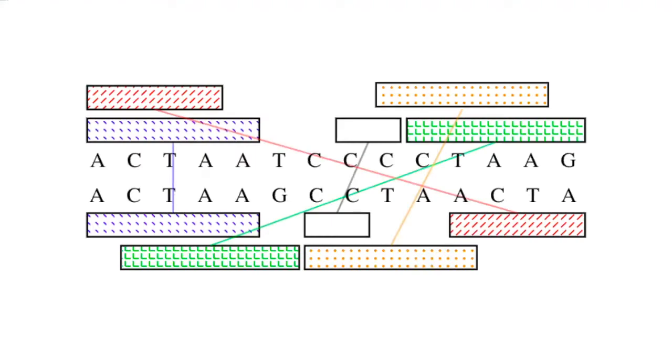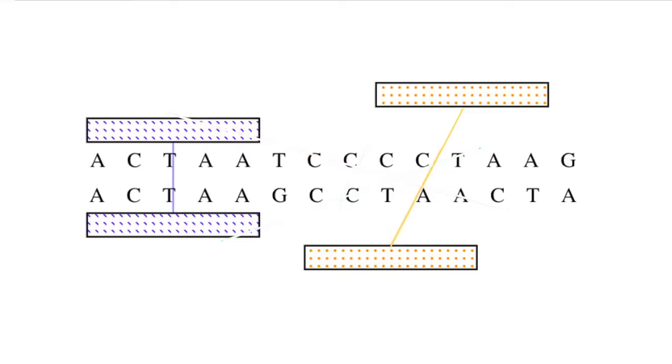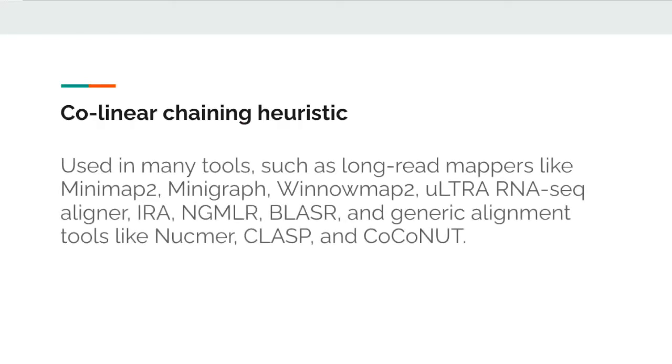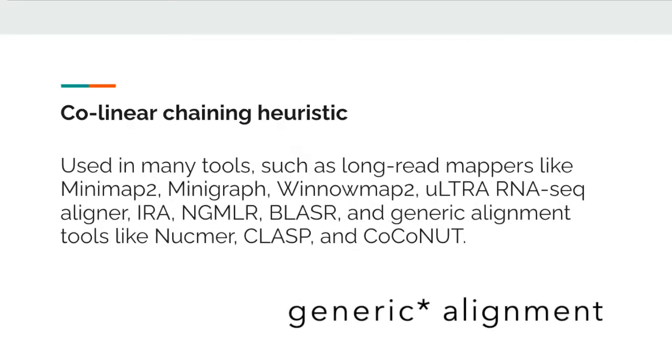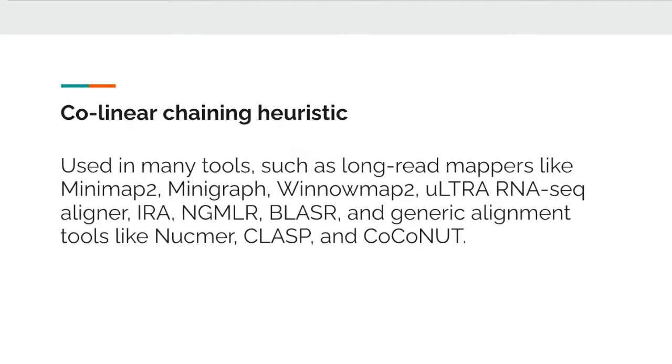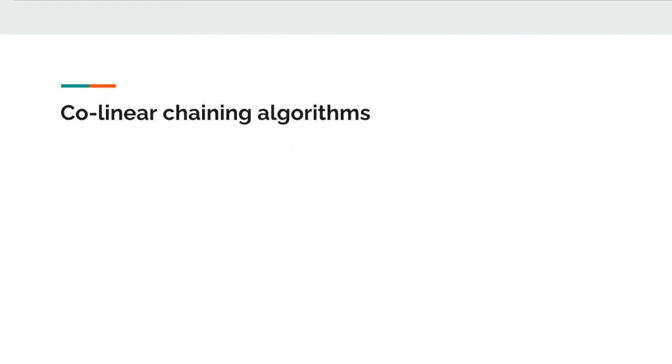So here's an illustration of a collection of anchors representing exact matches, shown as rectangles. Now the aim is to find an optimal subset of these anchors subject to some cost function. And one possible example is given here with these two anchors. Techniques like this are used for long-read mappers like minimap2, minigraph, or winnowmap2, and also for genome alignment tools like Nucmer, Clasp, and Coconut.